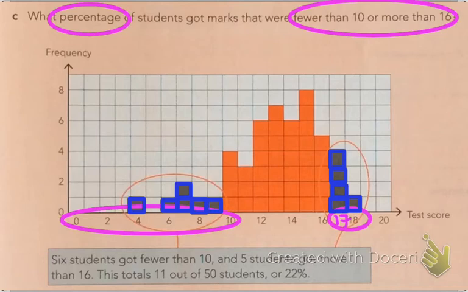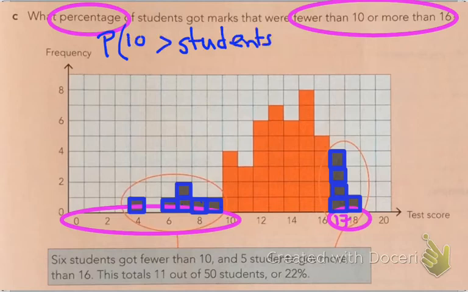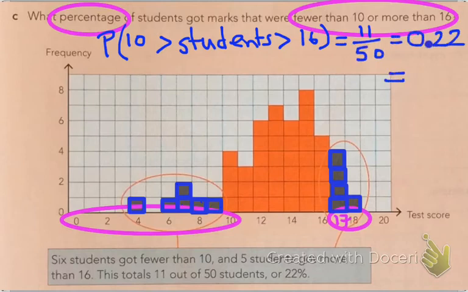So now let's write this down, and we can say that the probability that a student gets a mark of less than 10 or greater than 16 is 11 out of the 50 students, which is 0.22 as a decimal. But remember, we wanted to write this as a percentage. The question asked for a percentage, so we turn this into 22%.